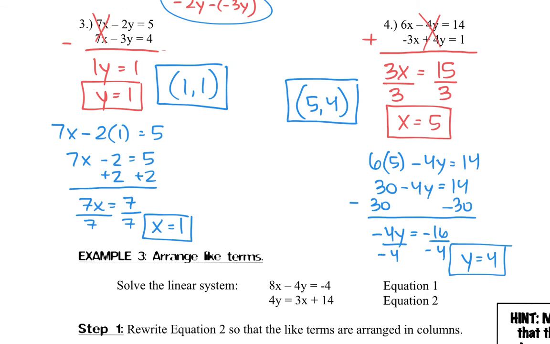Again, whatever you have to do to eliminate, if you add to eliminate, you have to add all the way across. If you subtract to eliminate, you have to subtract all of the pieces. So I got y was 1. When I plugged that in, I ended up getting the x was 1, so the ordered pair is 1, 1.